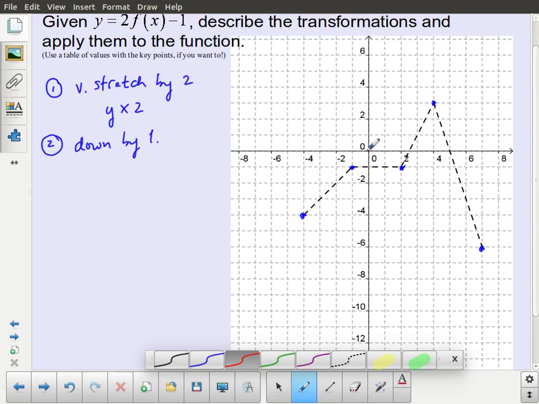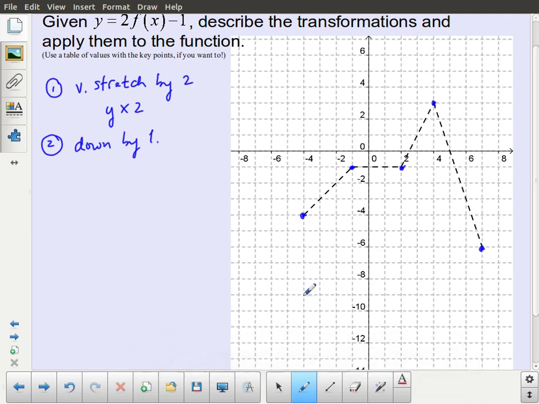So this is the point -4, -4. If the y-coordinate gets doubled, that takes us to -4, -8. And then we shift down by 1. That takes us to -4, -9. -1, -1. So the y-coordinate becomes -1, doubled, -2 now, and shift down by 1 to -3. So what we're doing in this transformation is we're doubling the y-coordinate, and then we're shifting down by 1.